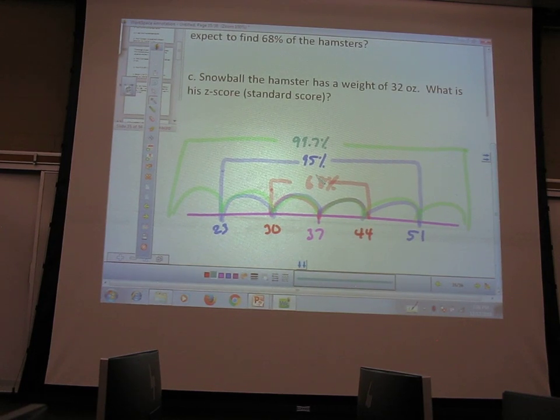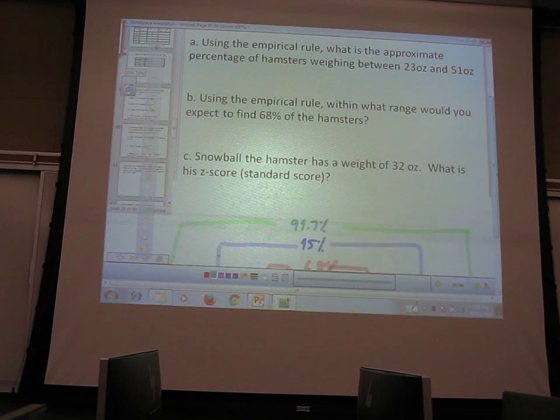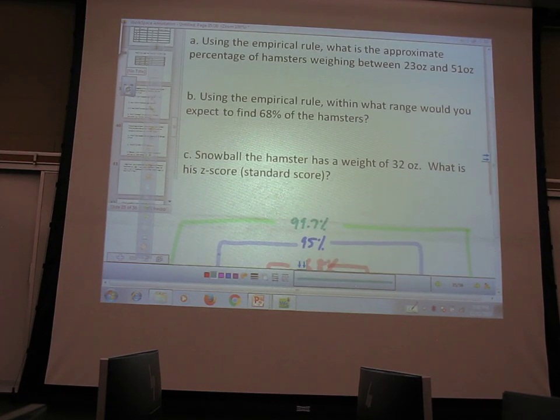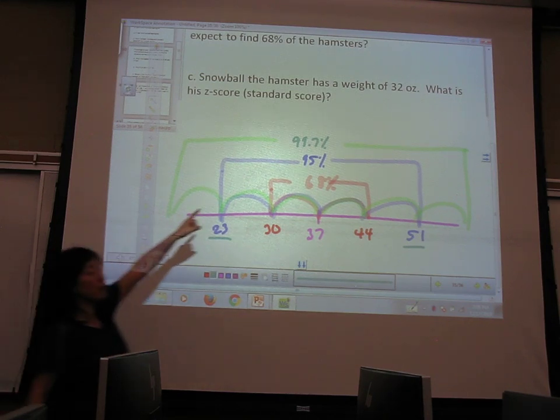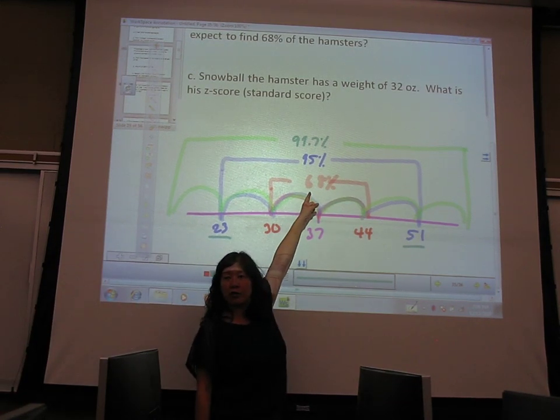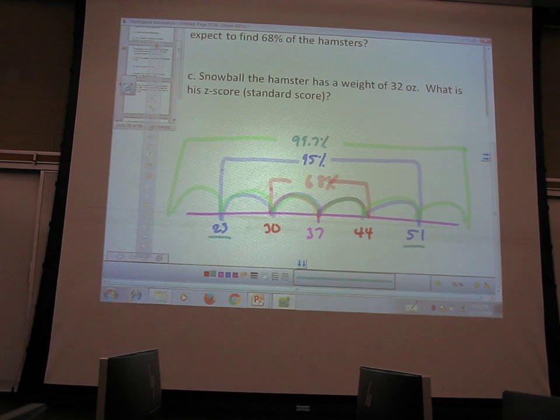So the first question is, what's the approximate percentage of hamsters weighing between 23 and 51 ounces? So here's 23, here's 51. What percentage is that? 95%. 2 standard deviations. Everybody follow that?